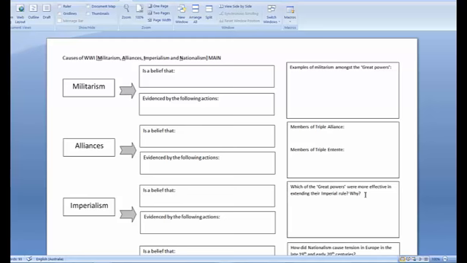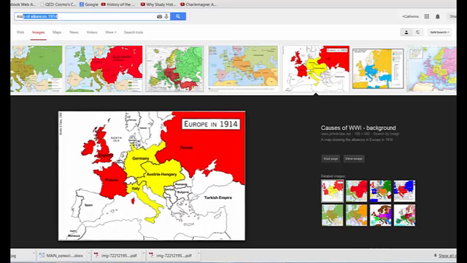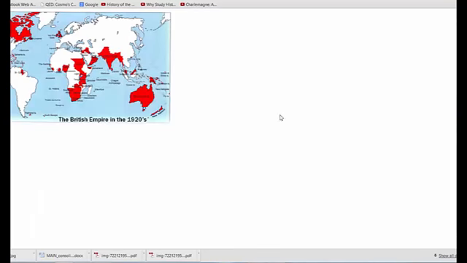Okay, so we've done militarism and alliances. Now we need to think about imperialism, and we started to talk about this in our last lesson. In fact, you might remember that I showed you a few maps. The first map was this one, and this says the British Empire in the 1920s, but it was the same before the 1920s. So this really goes back to at least 10, 15 years before World War I.